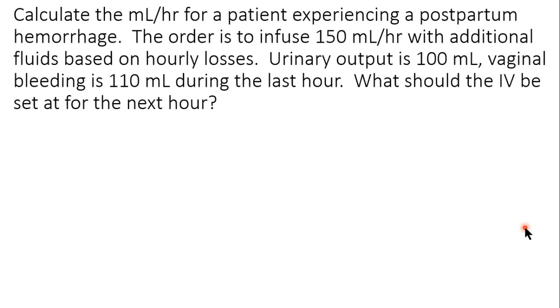Now, calculate the milliliters per hour for a patient experiencing a postpartum hemorrhage. The order is to infuse 150 milliliters per hour with additional fluids based on hourly losses. The urinary output is 100 milliliters. The vaginal bleeding is 110 milliliters during the last hour. What should the IV be set for the next hour?